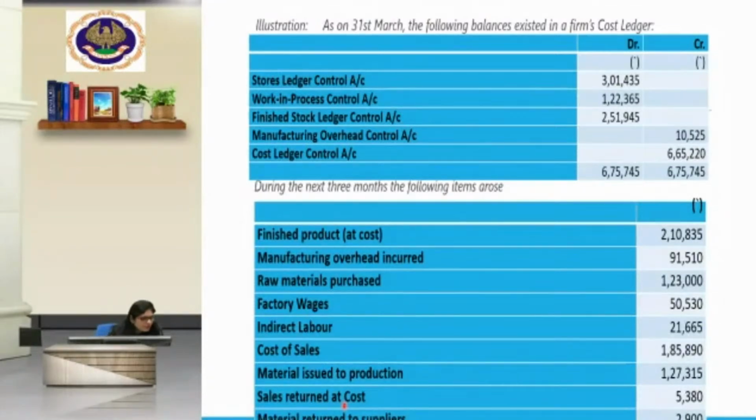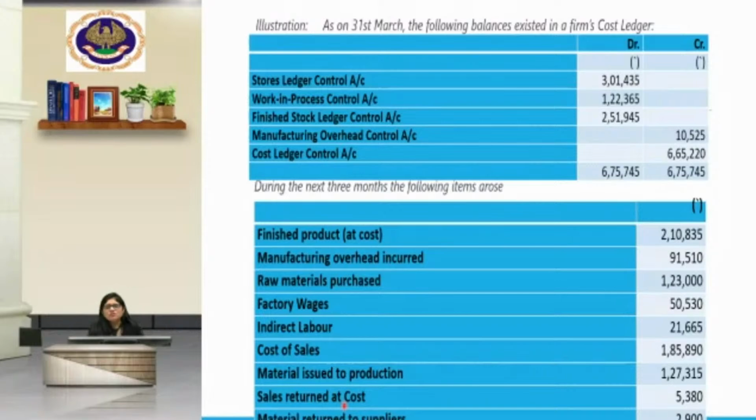One student has asked the difference: materials returned from shop to stores. Shop means WIP account. What is shop? Shop means the factory area where production is going on. Clear? So we transferred the material from stores to shop earlier. Now the material is not up to the specification or it is excess, so the shop is transferring back the material to the stores.